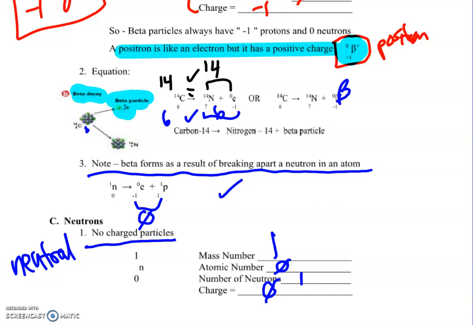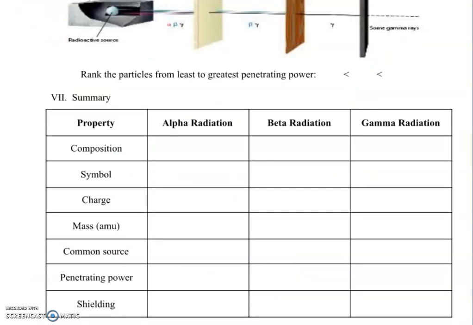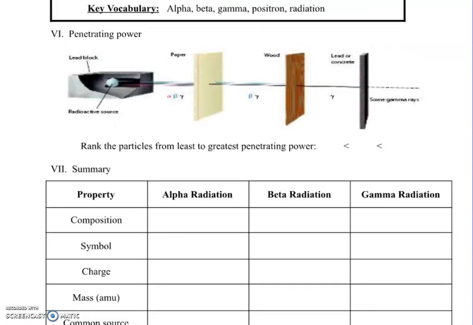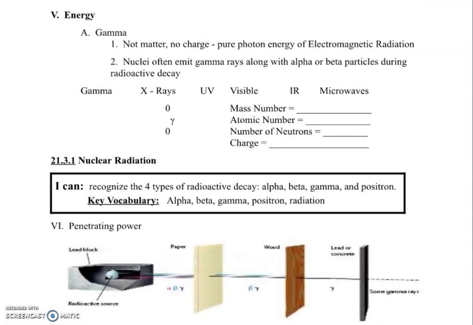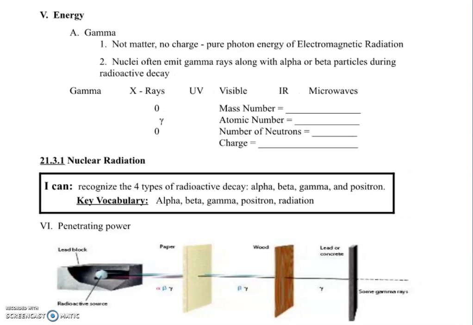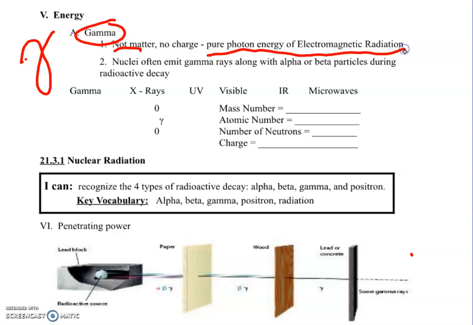So let's go to the next page and look at when radioactive nuclei give off energy. So a lot of times the atom will be giving off energy as well. The type we're going to focus on is called gamma radiation. The symbol for gamma is this Greek letter. It looks kind of like an upside down cursive L. It is not matter. It is pure energy. So it is a pure photon of energy in the electromagnetic spectrum.